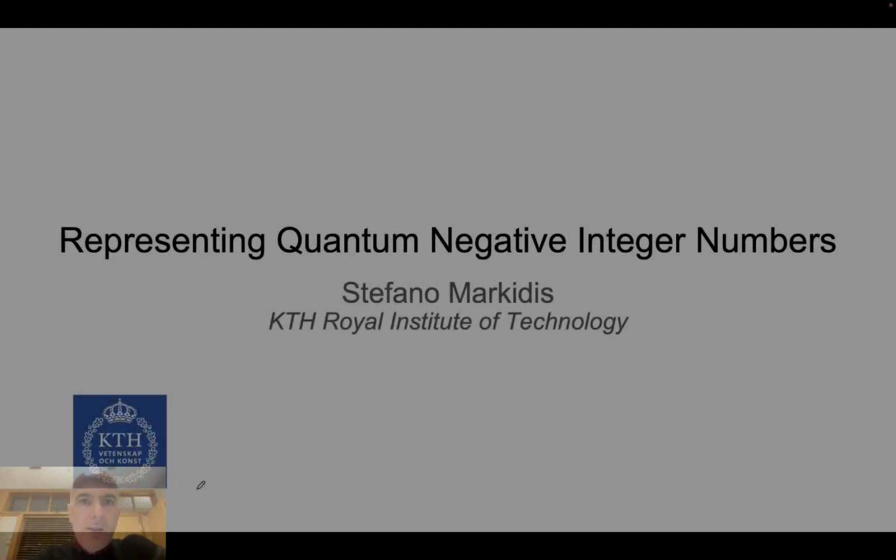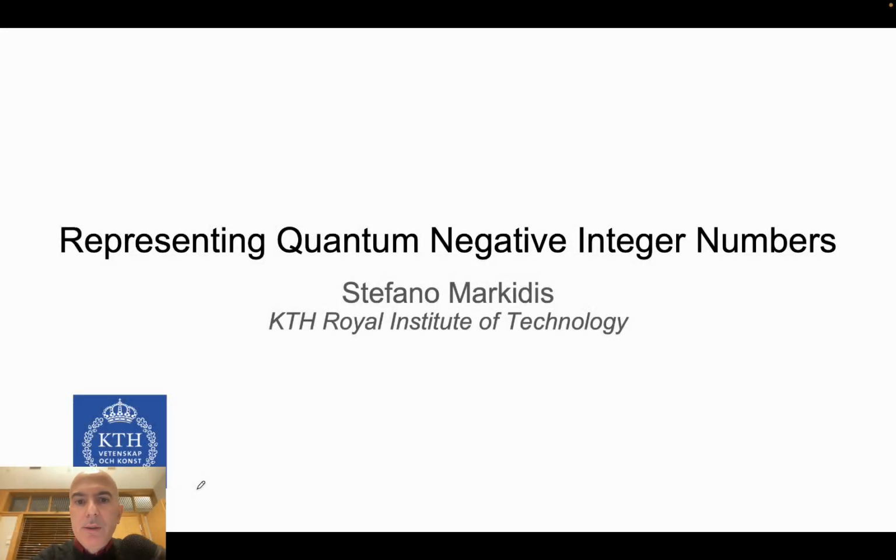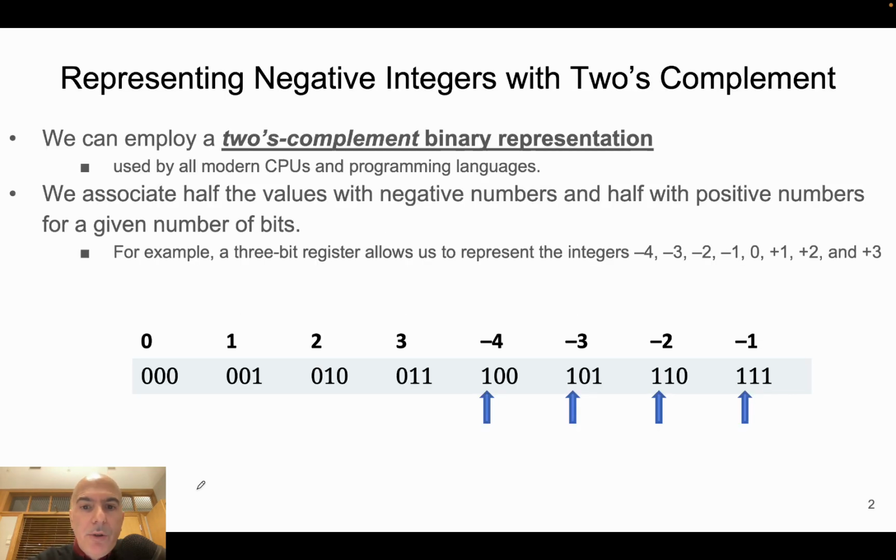Hi, welcome back. In this lecture, I would like to talk about how to represent negative integer numbers. So far, we have been using the quantum state to represent integer states, but only with values of 0 and positive values. In this lecture, we're going to look at an encoding technique to represent also negative integer numbers using quantum states. The technique that we are going to use is a classical technique called the two's complement binary representation. This technique is used by all modern CPUs and programming languages.